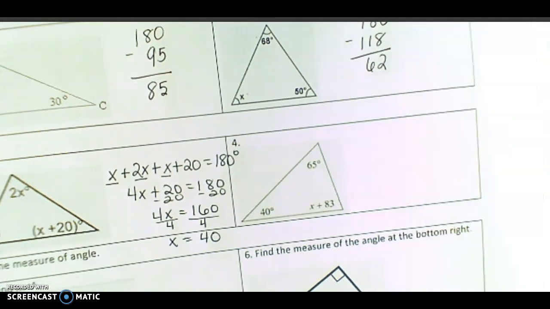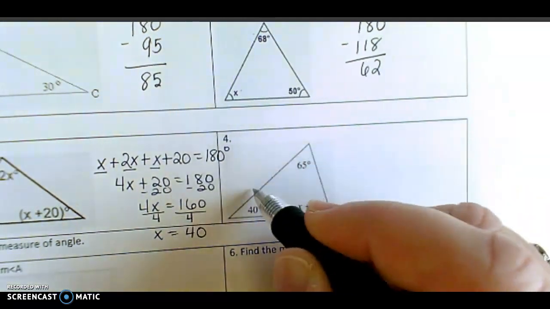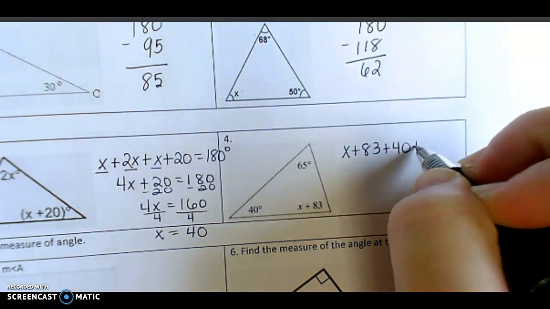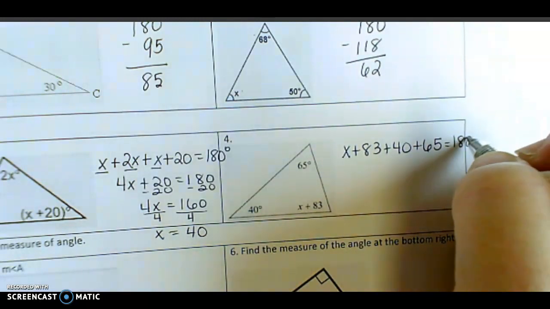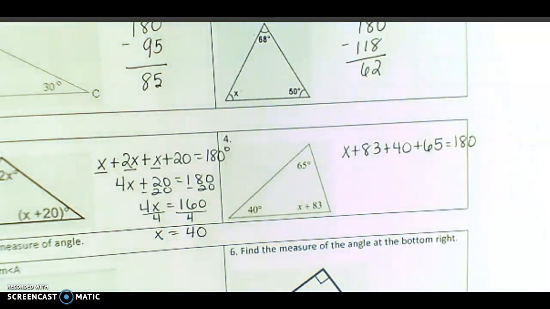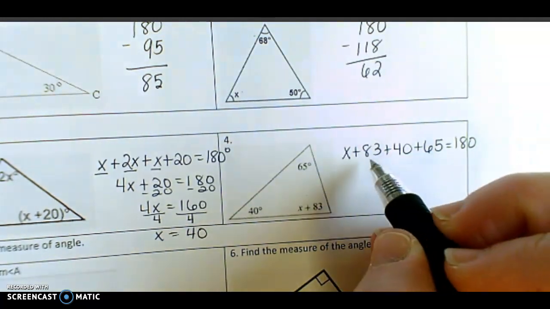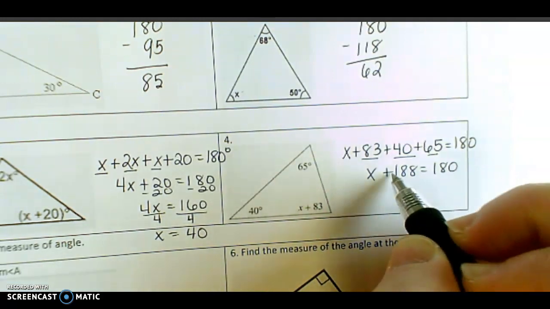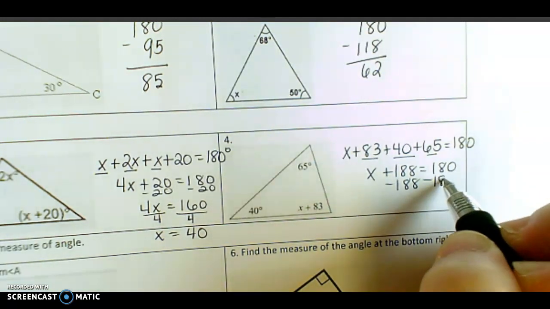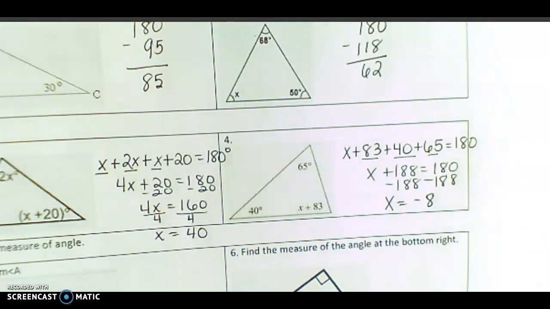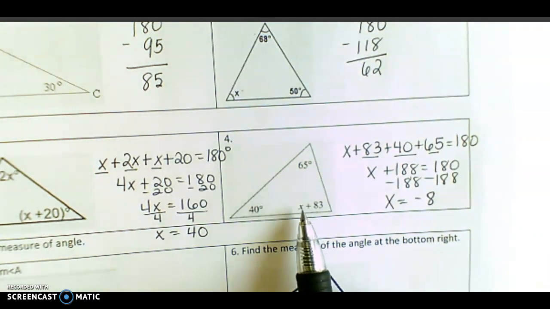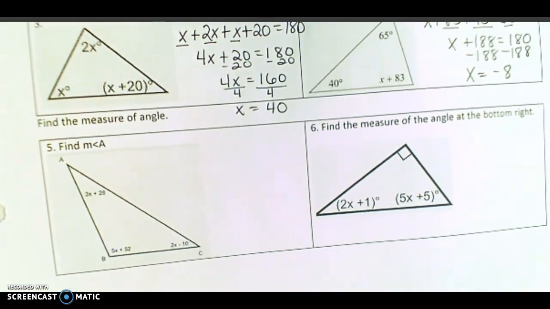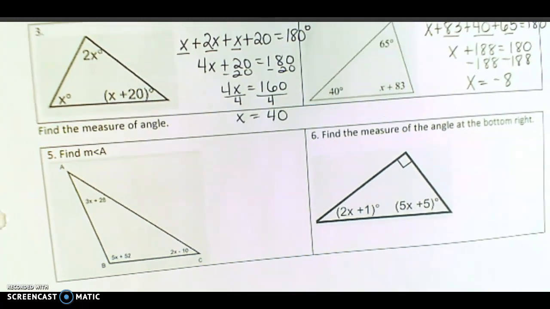Number 4, I want to do something really similar. I know that all these 3 angles add to 180, so I'm going to take x plus 83 plus 40 plus 65, set it equal to 180, and then I'm going to solve. So I'm going to add these together. I added these 3 numbers, and I got 188. So then I'm going to subtract 188 on both sides. You do get a negative. It's okay for x to be a negative because we're just solving for x and we're not solving for the angle.